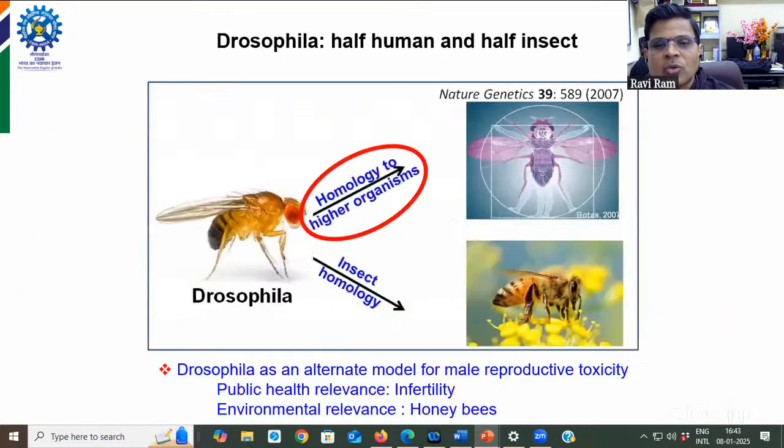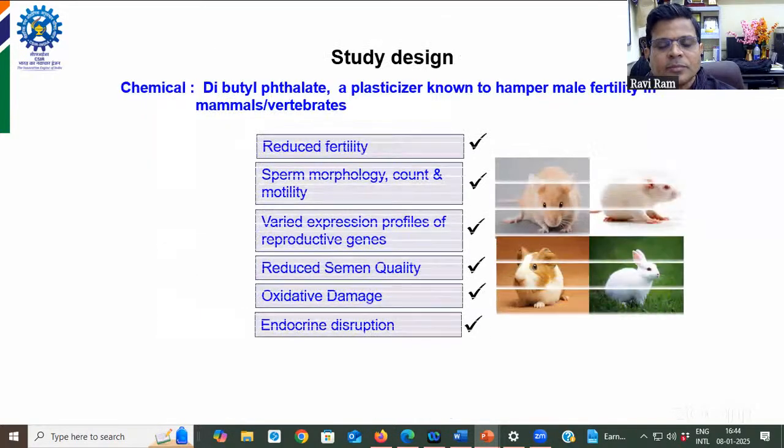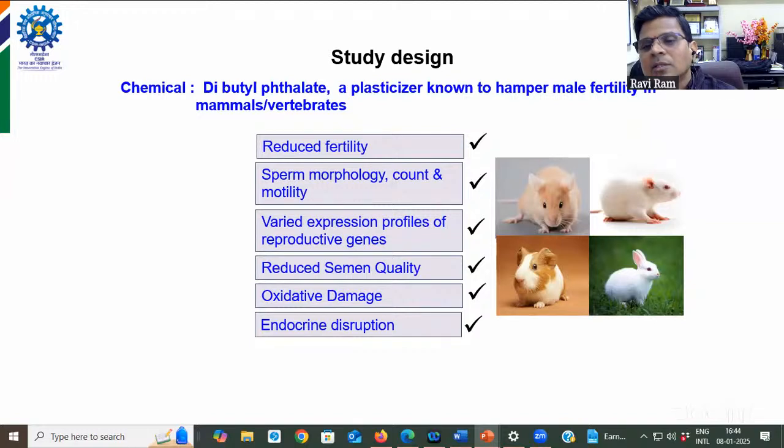And I'm just going to talk about one particular example of how we are exploiting this model as a tool for reproductive toxicity assessment with relevance to mammalian models. Okay. So in mammals, generally, whenever you talk about reproductive toxicity, the traditional animal model based reproductive toxicity assessments include these different endpoints. One, they look for fertility.